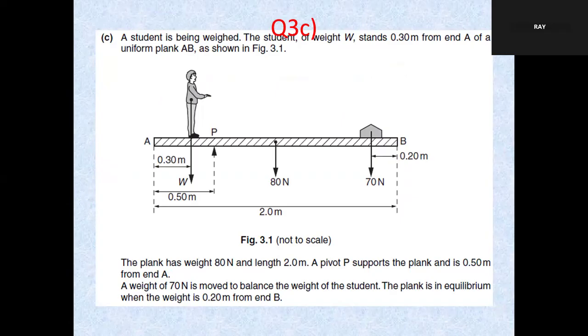A student is being weighed. The student of weight W stands on the plank. It's shown on the diagram. All of it. I'll let you read yourself.